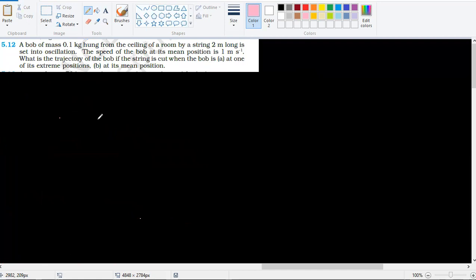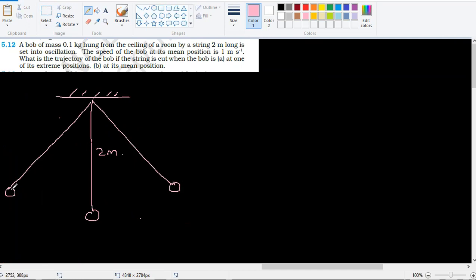A bob of mass 0.1 kg is hung from the ceiling of a room by a string 2 meters long and set in oscillation. The speed of the bob at its mean position is 1 meter per second. What is the trajectory of the bob if the string is cut when the bob is at one of its extreme positions?